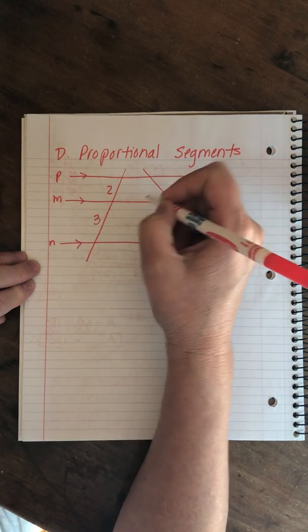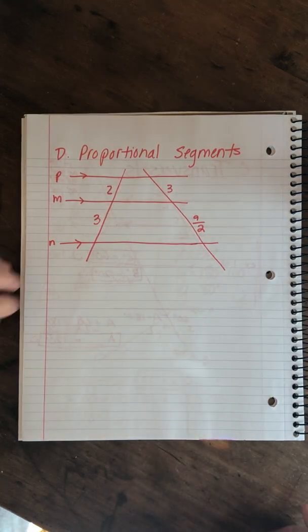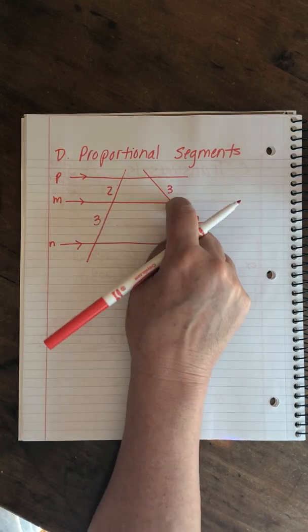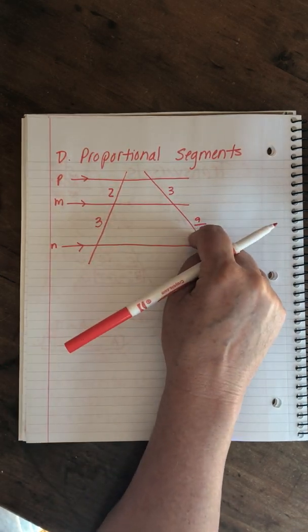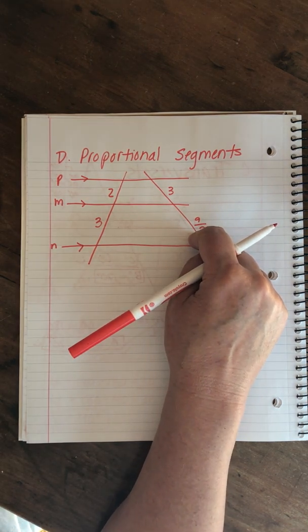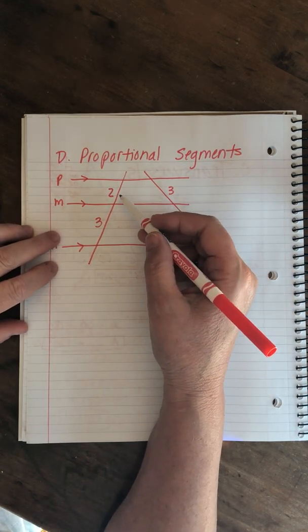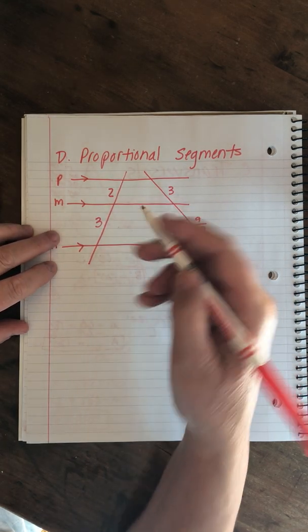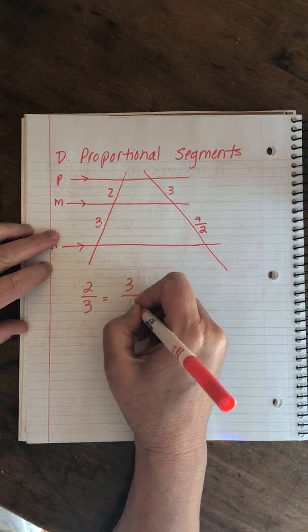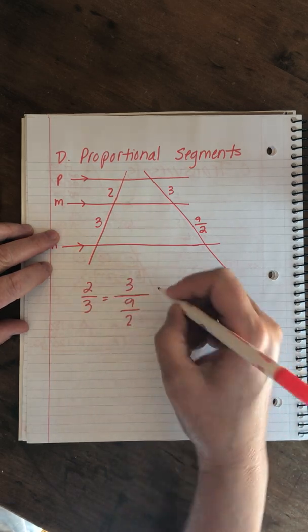2, 3. Okay? What happens is that these segments are proportional. They bear a relationship to each other. So we can use either proportions or the scale factors to show that. And if I'm right that these are proportional, then 2 over 3 should equal 3 over 9/2. Let's cross multiply.